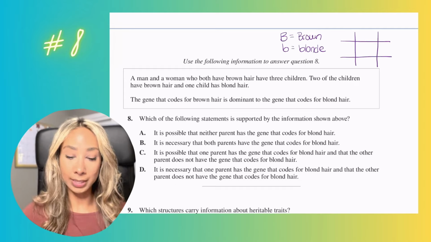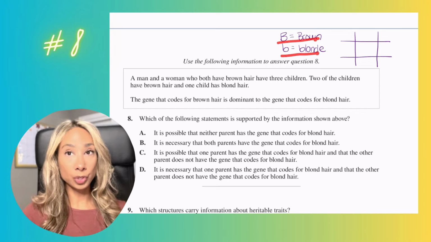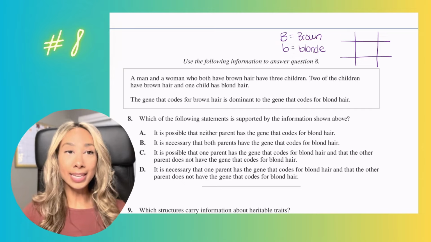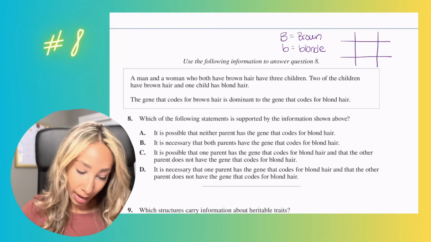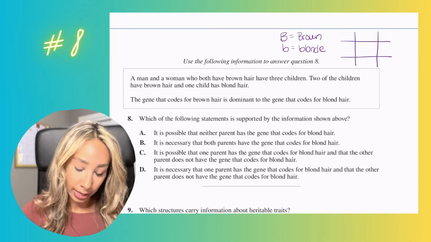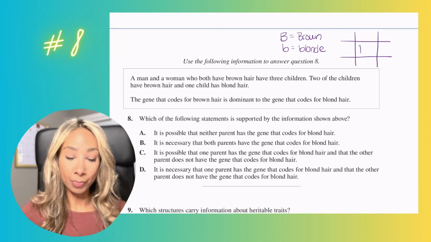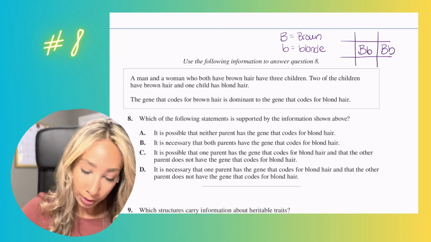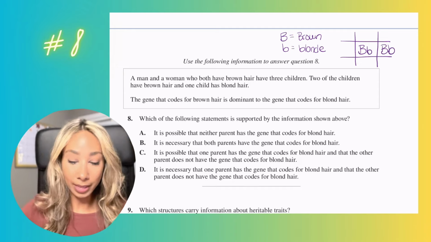So I'm going to represent it with something like this. I'm going to use the capital B to represent the dominant trait of brown hair and the lowercase b to represent the recessive trait of blonde hair. Now let's think about what's happening here. We have 3 children, we have 2 children that have brown hair. So those children, although we might not know the exact genotype, we can assume that because they have a blonde sister, those 2 children with the brown hair might be something like this. Okay, could be different, but that's what we can assume.